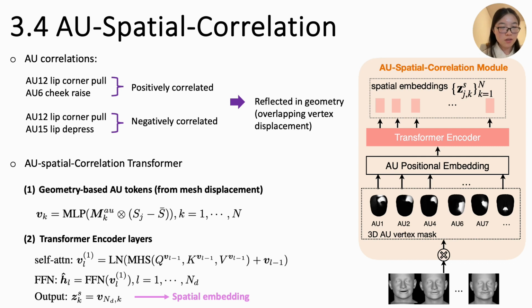We first generate expression-based AU tokens by applying element-wise multiplication between the pre-generated AU mask M and the mesh displacement. With the AU tokens, we feed them to the transformer encoder layer to apply self-attention among the AU tokens, and then they are fed to the feed-forward network to generate the output, which is the spatial embedding.